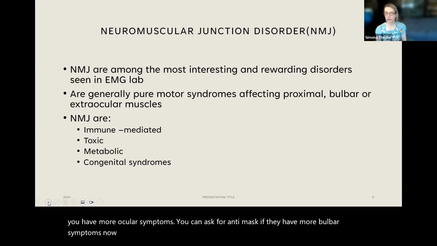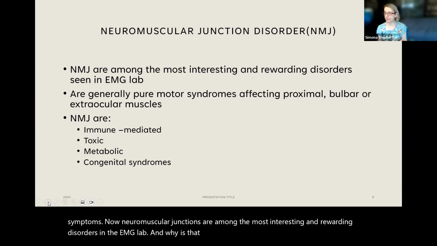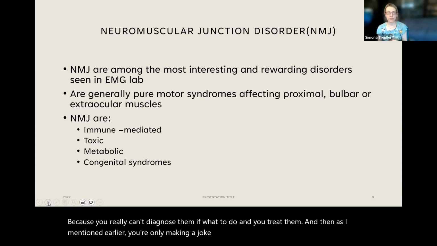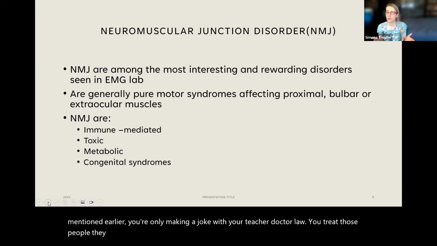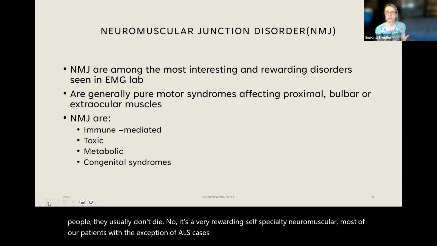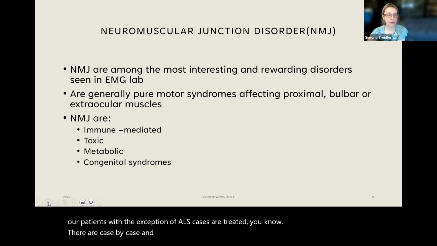Now, neuromuscular junction disorders are among the most interesting and rewarding disorders in the EMG lab. Why is that? Because you really can diagnose them if you know what to do, and you treat them. And as I mentioned earlier, I'm only making a joke with your teacher, Dr. Lowe, you treat those people. They usually don't die. It's a very rewarding subspecialty, neuromuscular. Most of our patients, with the exception of ALS cases, are treated. There are case by case situations, but I will say it's a very rewarding subspecialty.